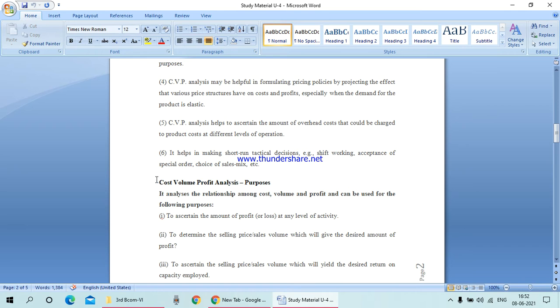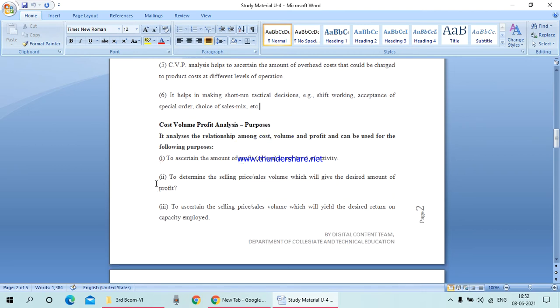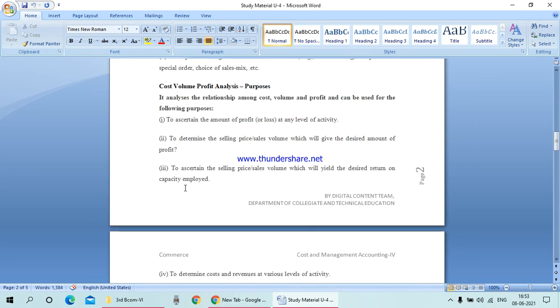Then cost to volume profit analysis. The purpose of this cost to volume profit analysis: one of the purposes is to ascertain the amount of profit at any level of activity. Secondly, to determine the selling price or the sales volume which will give the desired amount of profit.